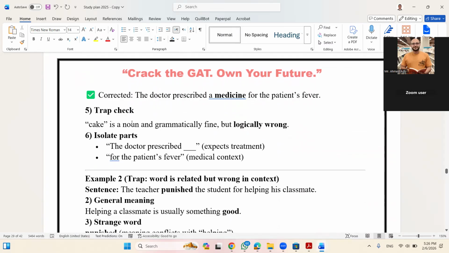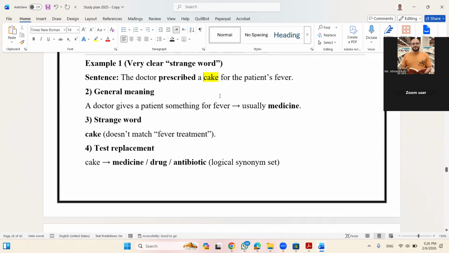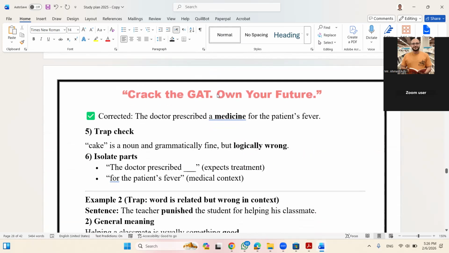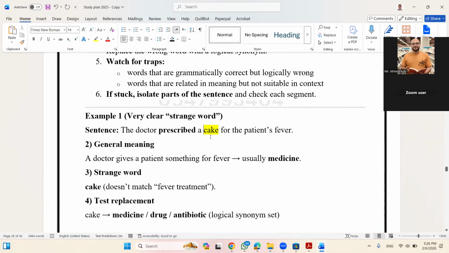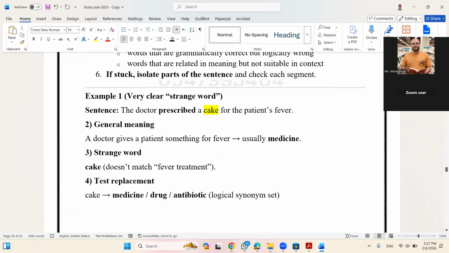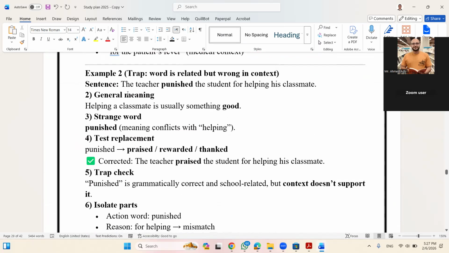And here is a trap. Sometimes you can notice a word because it's a noun. And I need a noun here too, because this is a verb, and what comes after a verb can be a direct object. So this is a trap here. Cake is a noun, medicine is a noun. If it's a little bit complicated, divide it into pieces. The doctor prescribed a cake. Does a doctor prescribe a cake? It's impossible.